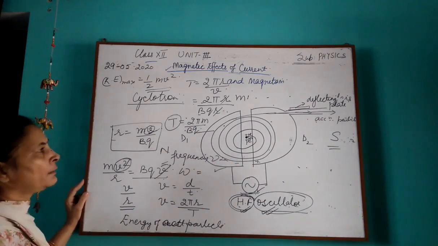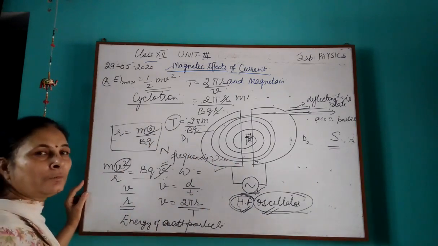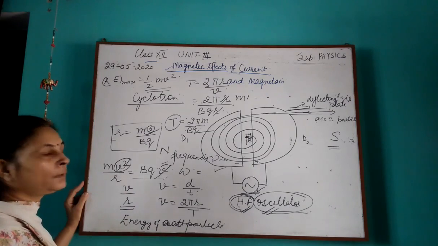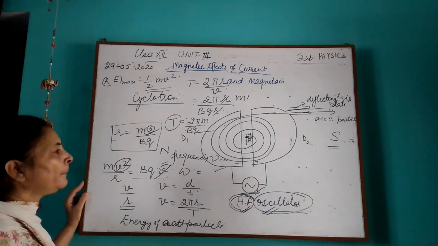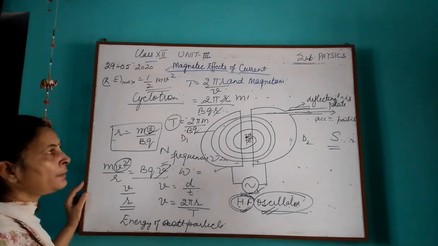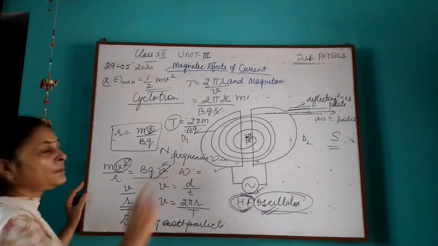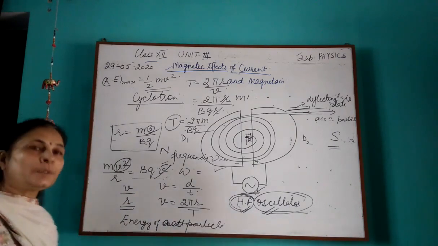So in this way, the cyclotron works. Go through this cyclotron and the velocity selection topic, and you can do a solved example given in your NCERT books based on cyclotron. So this much work for today.